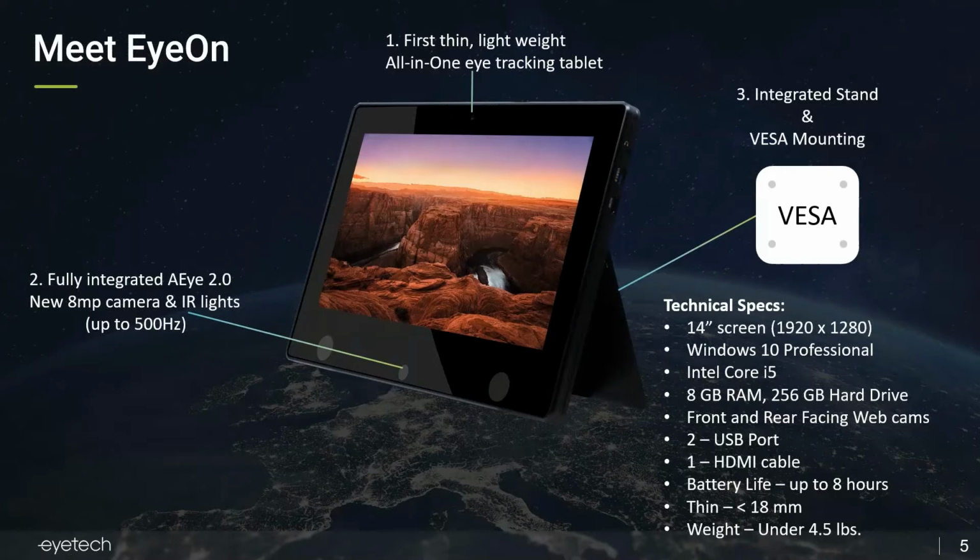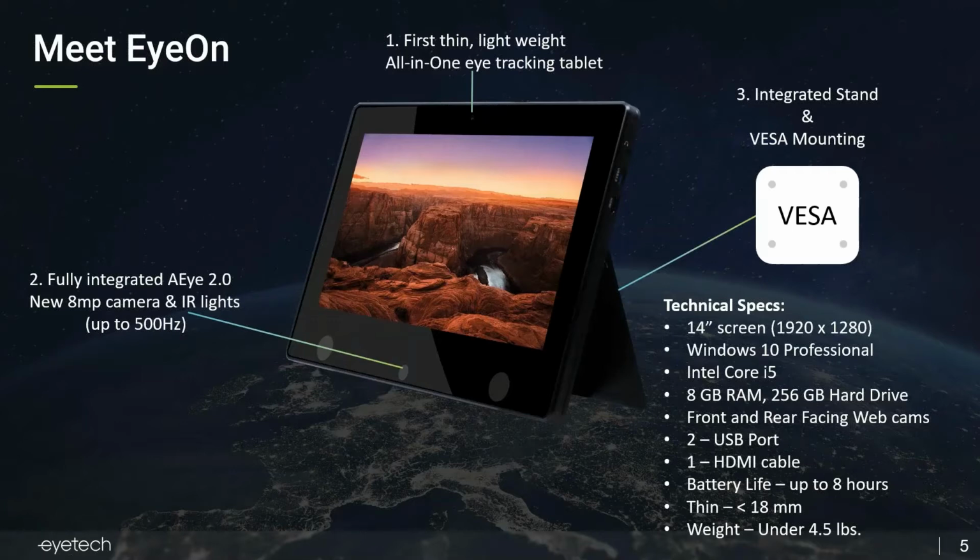It has built-in VESA mounting and an integrated stand. So it's a really nice 14-inch screen size, running Windows 10 Pro, with a really responsive Intel Core i5 processor, and it also has a convenient HDMI port on the side that you see here, so you can have a second screen or display to a larger monitor when you're doing presentations, things like that.